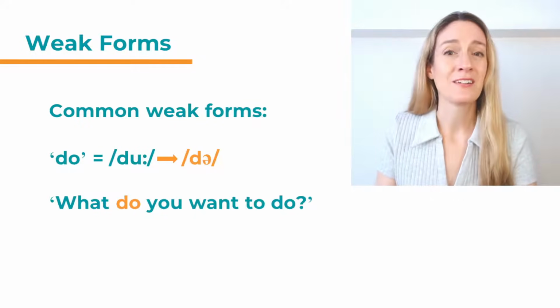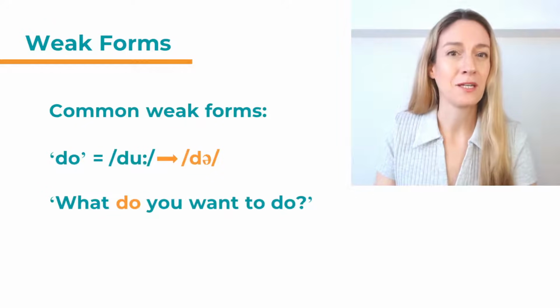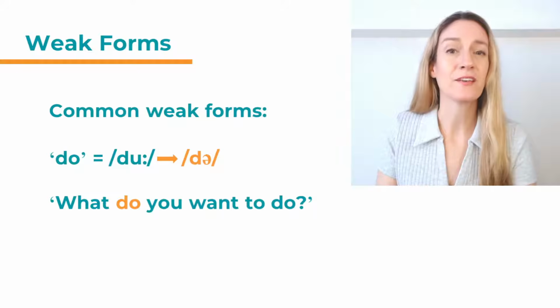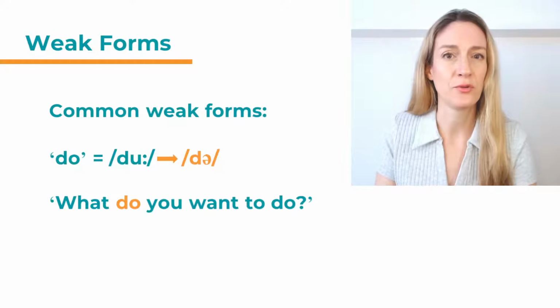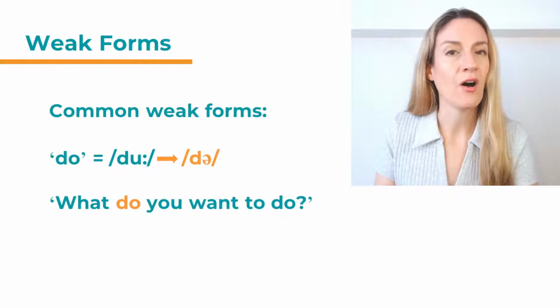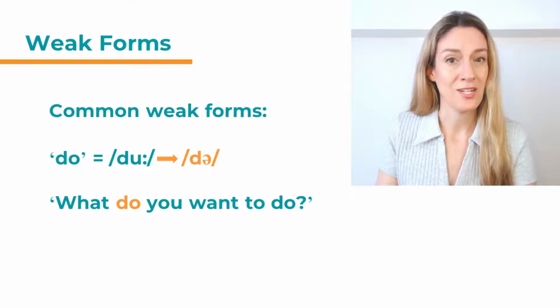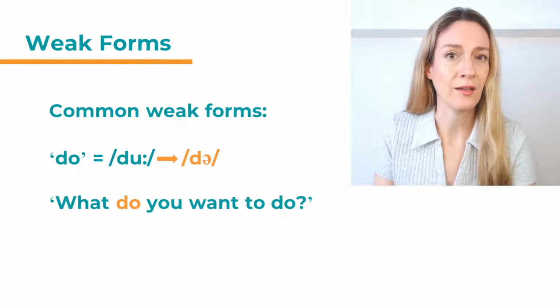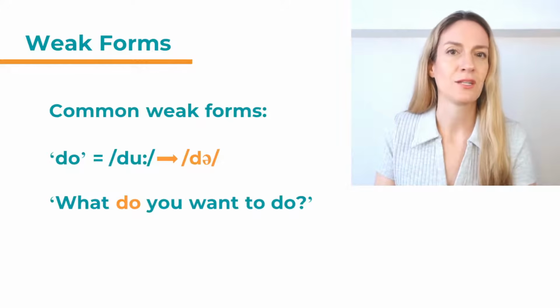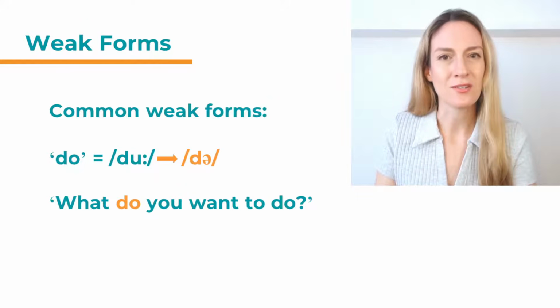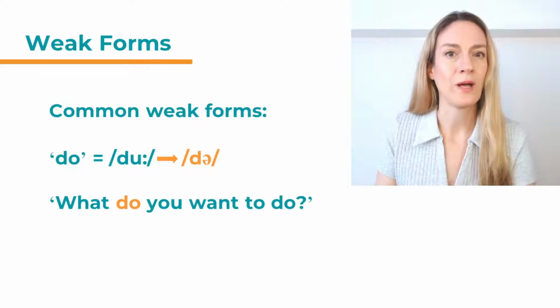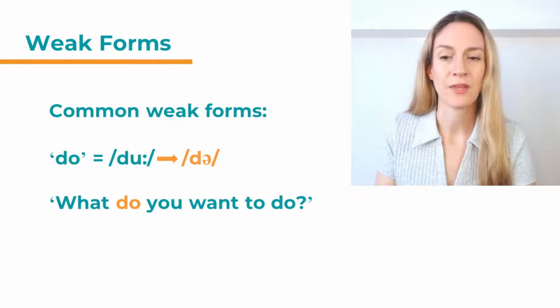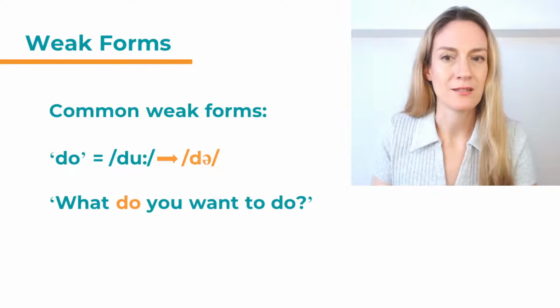Let's have a look at another very common weak form. And this is for the verb do. The verb do on its own contains a long vowel sound, "u". But usually, again, here, this vowel will be reduced to schwa in connected speech, because usually we do not stress do when it works as an auxiliary. Here we have an example sentence.